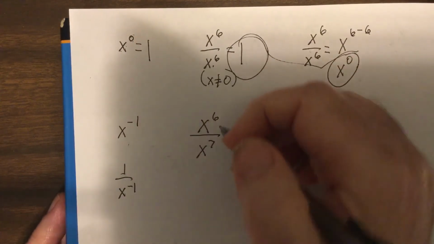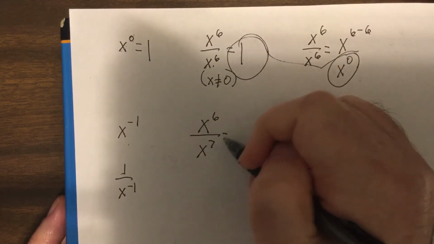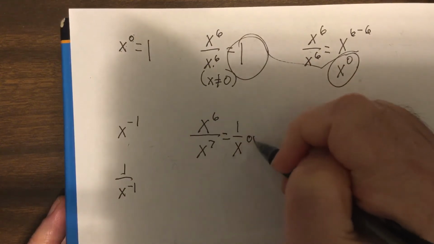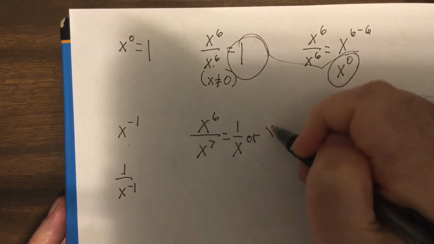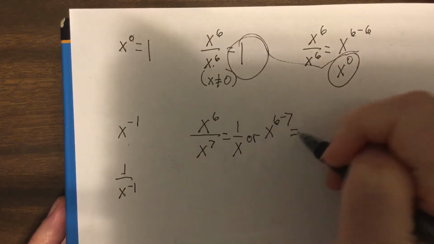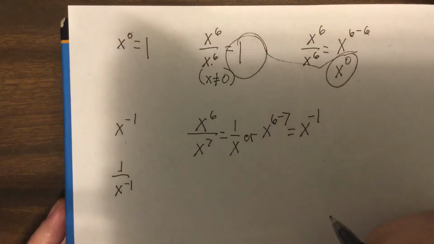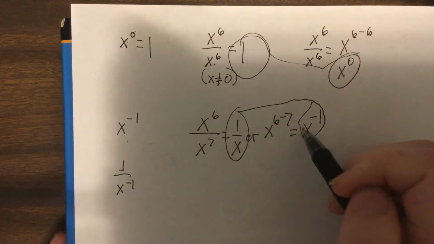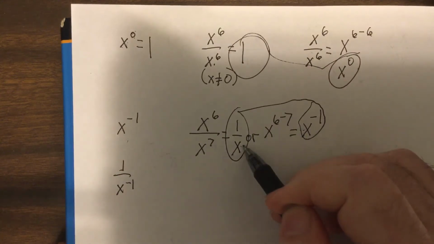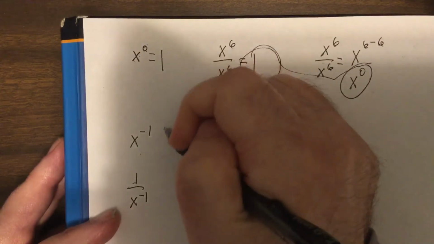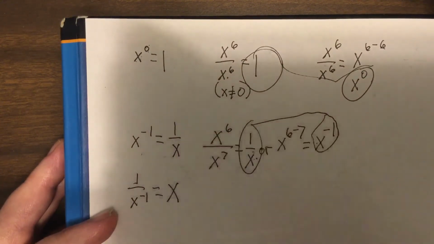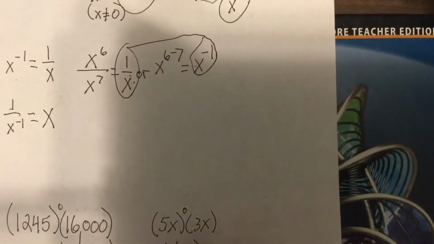This one, what is anything to a negative power? Well, I could do, wait a minute, this is 1 over x, or I could say it's x to the 6 minus 7, which is x to the negative 1. So this has to be the same as this. And what happened to the problem? Well, you took the reciprocal. So I always like to say, hey, you moved it. A negative in a power is just a reminder. It means at some point you need to move this term.